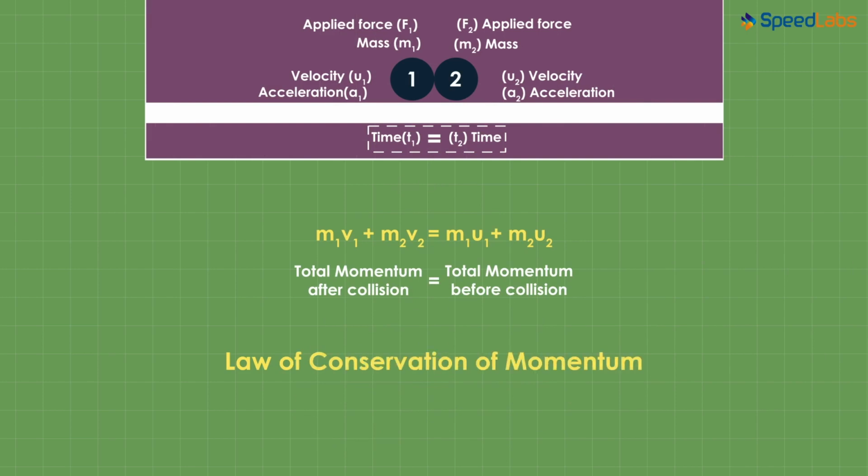The total momentum of the two objects remains unchanged after the collision. The total momentum before the collision is equal to the total momentum after the collision. And yes, there's an assumption here that there's no external unbalanced force acting on either of the objects. In the next video, we will look at a couple of examples related to this law.